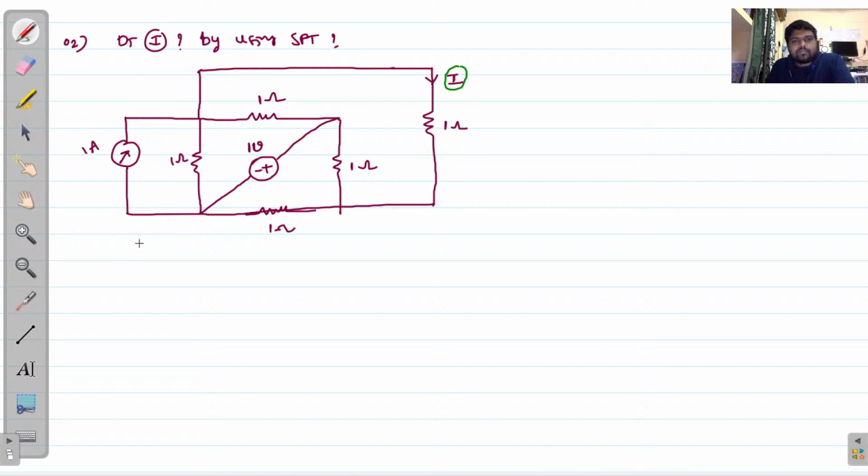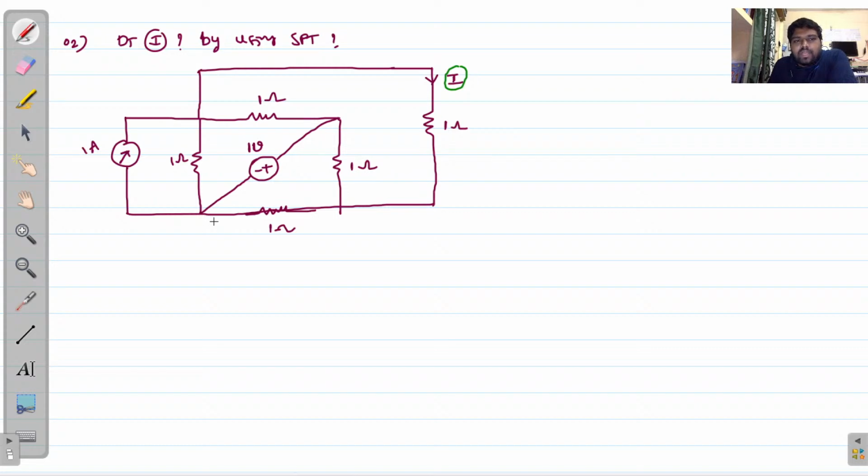Now we have two methods. One is nodal and mesh analysis, and the second one is by using the superposition theorem. Here the question is asking about the superposition theorem. First we will calculate by using nodal analysis. In nodal analysis, first we will identify the number of nodes with respect to the ground node.